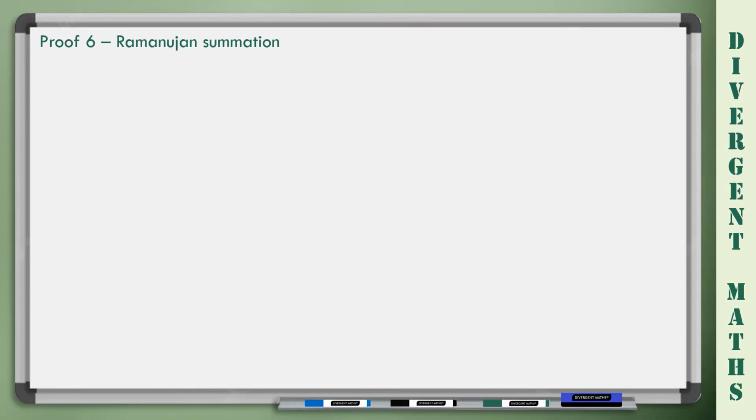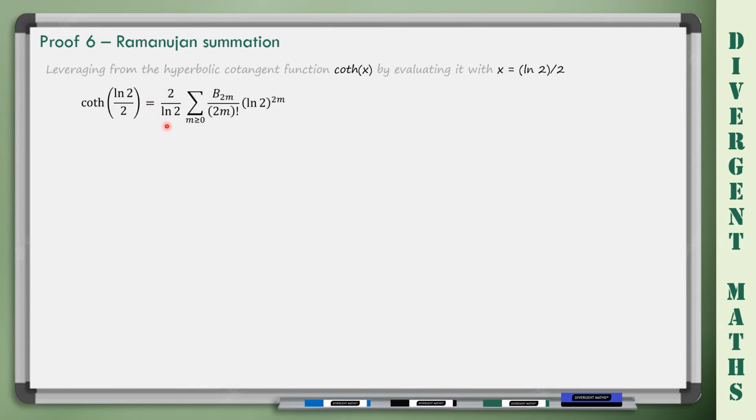let's get some space. Leveraging the hyperbolic cotangent function, coth, of x, by evaluating it at x equal 1/2 of log of 2, what do we get? We get hyperbolic cotangent of log of 2 over 2 is equal to 2 over log of 2 times the sum from m equals 0, we start at 0, to infinity of b sub 2m over 2m factorial, log of 2 to the 2m power. Let's open the toolbox. What do we get? The hyperbolic cotangent of log of 2 over 2 is equal to 3.